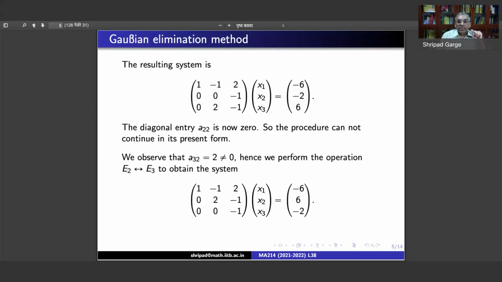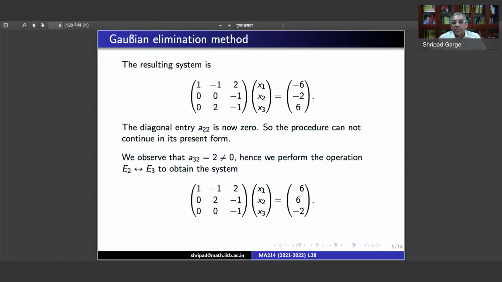So by switching these two rows, this 0, 2, minus 1 has gone to the second row, and 0, 0, 1 has come as the last row. And this minus 2 and 6 are also interchanged as 6 and minus 2. We are not disturbing the variable x.